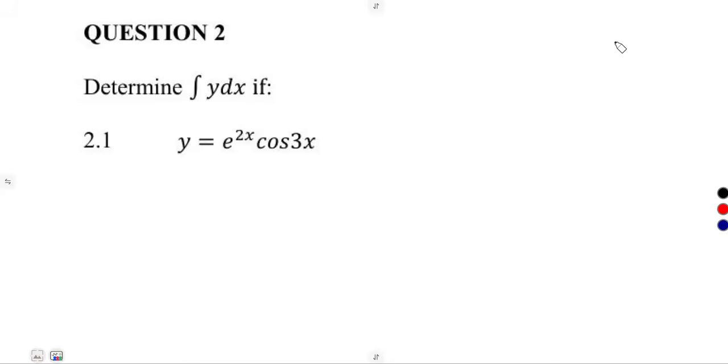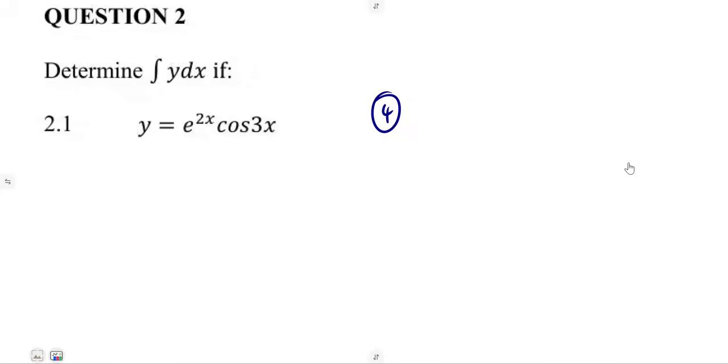So in this case, we are going to consider, as a continuation, working with question number two. 2.1, we were given a question on integration by parts, which had 4 marks. So this whole part, we are given to determine the integral of y with respect to x. And on 2.1, y is equal to this. So we must integrate this whole part that we are given with respect to x.